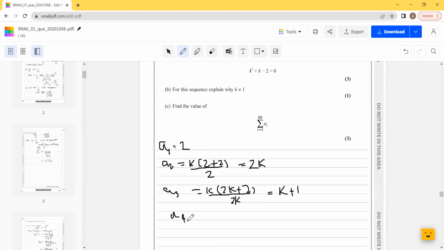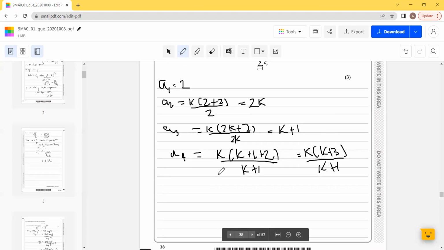a4 is equal to k times (k plus 1) plus 2, over k plus 1, which is equal to k times (k plus 3) over k plus 1. So now we can try and solve this question properly.